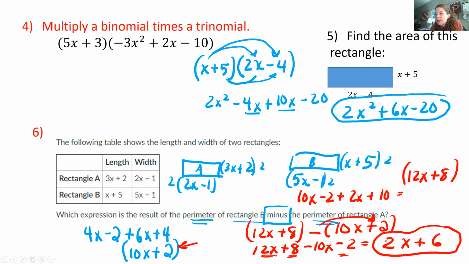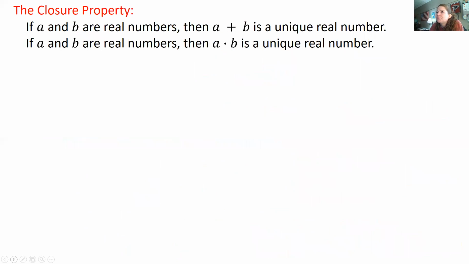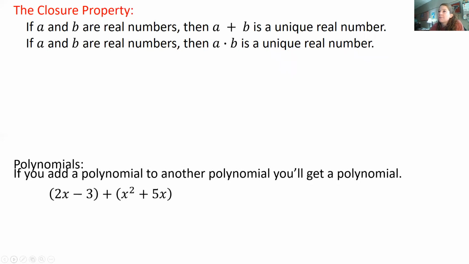All right, we are moving on. There's this thing called the closure property. It says if A and B are real numbers, then A plus B is a unique real number. For example, 2 plus 3 equals 5, which is a real number. If A and B are real numbers, then A times B is a real number. So 5 and 2, you multiply them together, you get 10, a real number, okay?